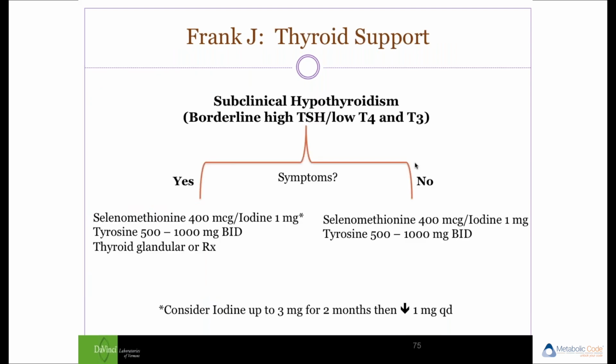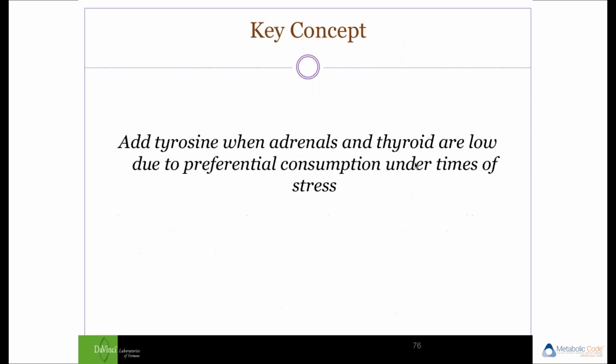What are you going to do for subclinical hypothyroidism? Well, if there aren't a lot of symptoms, selenium-methionine, but here we also add tyrosine. Why? Because he's flattened his cortisol curve. So we know that there's probably been some wasting of this key neurotransmitter. There's likely flattening of his affect, and therefore we need some additional tyrosine to boost his dopamine levels. So 500 to 1,000 milligrams twice a day. If he's got a lot of symptoms, you may even want to add some sort of glandular to help boost his thyroid as well. But don't forget the selenium-methionine, iodine, the tyrosine. So key concept, you want to add tyrosine when adrenals and thyroid are low due to preferential consumption under times of stress.